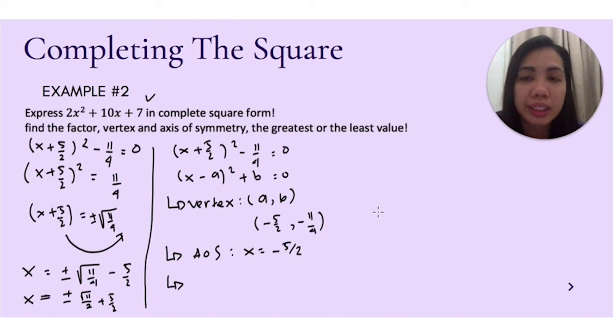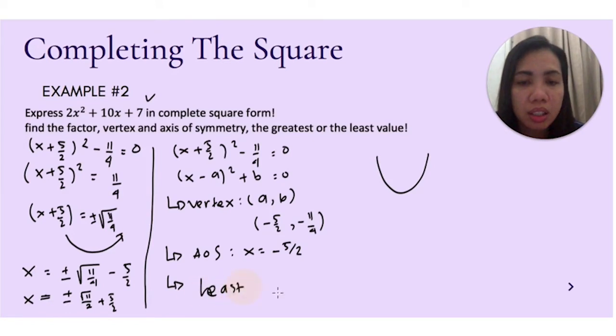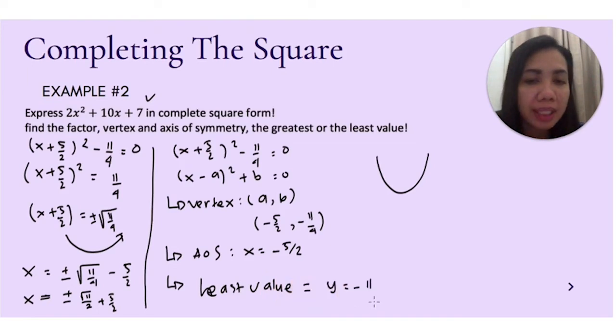depend on the vertex. So in here, because we have a equals a positive number, which is positive 2, then actually the shape of the parabola will be a smile parabola like this. So between the greatest and the least value, this parabola has the least value. So the least value is y equals minus 11 on 4. So this is the answer for example number 2.